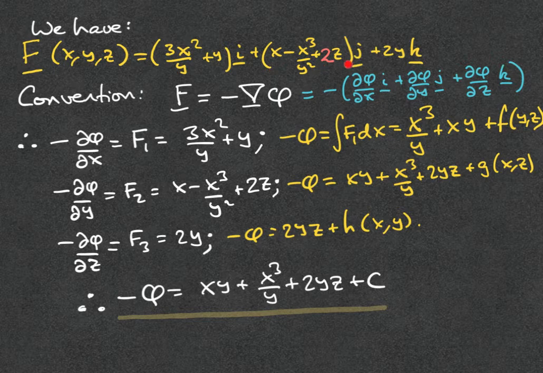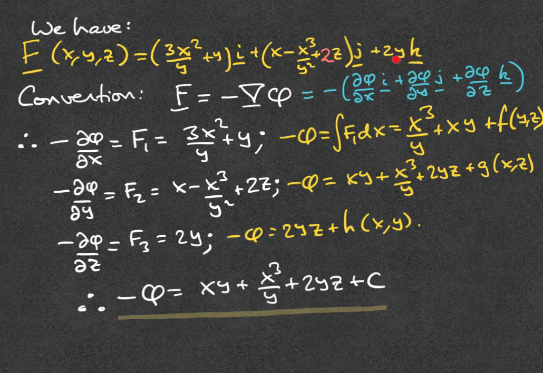So what we know about phi is very useful, but it hasn't told us everything. Now we look at the second component, and we integrate that in the same way, but now with respect to y. So we'll obtain minus phi is the integral of this with respect to y, so that's xy. We integrate y to the minus 2, so we add 1 to the power and divide by the new power. That makes plus x cubed over y. And when we integrate this with respect to y, we're just going to get plus 2yz. But there could be a function that depends upon x and z, because again, if you differentiate this with respect to y, these parts will generate this, and this would vanish.